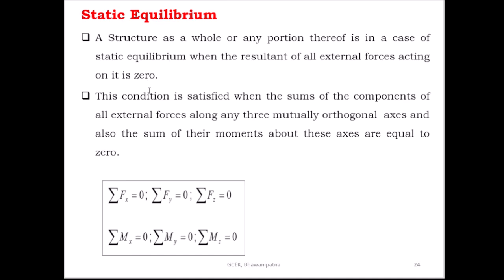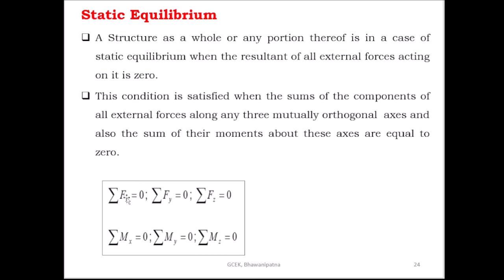A structure is in equilibrium with a system of applied loads when the resultant moment about any point is 0. A structure as a whole or any portion thereof is in a state of static equilibrium when the resultant of all external forces acting on it is 0. This condition is satisfied when the sum of the components of all external forces along any three mutually orthogonal axes, and also the sum of their moments about these axes, are equal to 0.